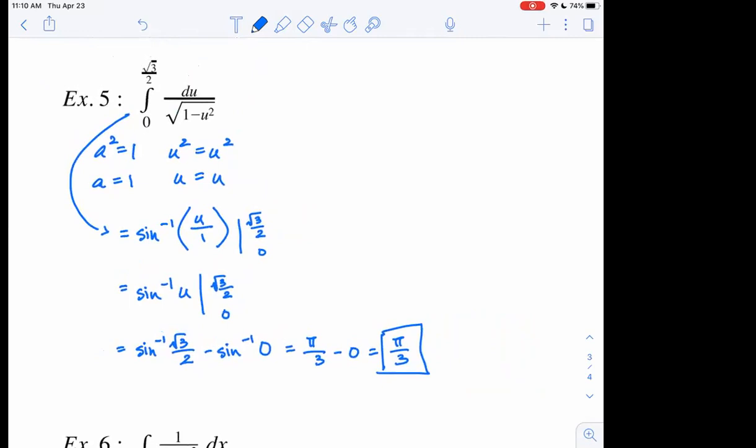All right, folks. So let's take a look at example 5. I'll give you a couple of moments to look at the screen. If you have any questions, let me know.